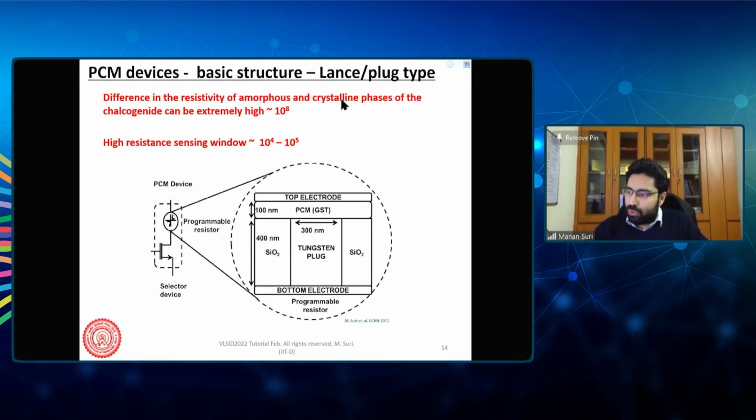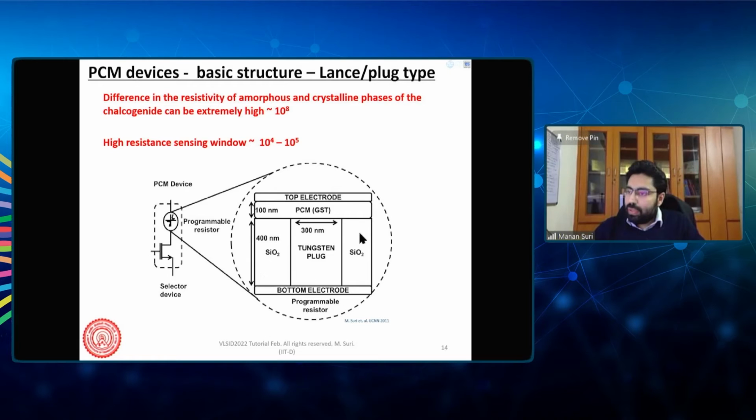Now the structure that I'm showing you here is a typical lance type PCM device, also known as a plug type PCM device or a mushroom type PCM device. And how this structure is designed is that you have 2 electrodes. You have a top electrode and a bottom electrode. Below the top electrode, you have the chalcogenide switching layer, which is GST. And below that GST layer, you have a heating plug or a heater plug. Mostly, it is made up of tungsten or some other electrically conductive material. So it is like an extension of your electrode.